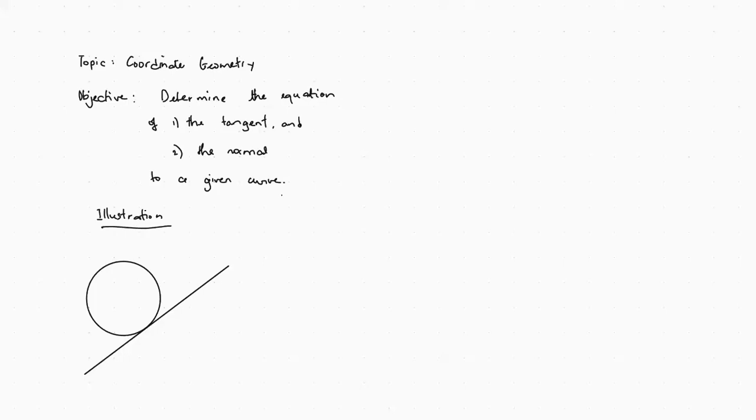Okay, everyone, today we're looking at coordinate geometry. Our objective here is to determine the equation of both the tangent and normal to a given curve at a given point. Now, in our illustration, we're going to use a circle. So how do you determine the equation of the tangent and normal to the curve?